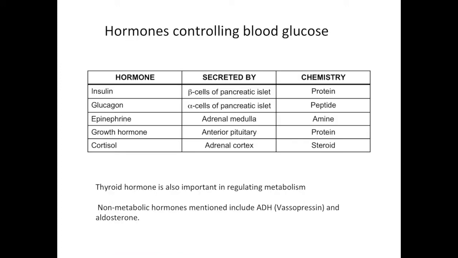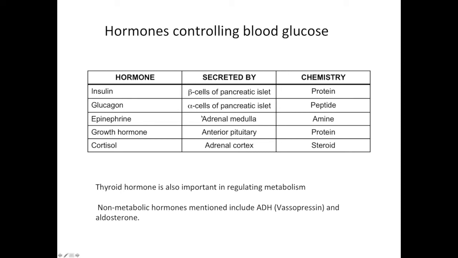The hormones controlling blood glucose are listed here, and these are the hormones that we'll be talking about. You have insulin secreted from the pancreas, from pancreatic beta cells, and it's a protein. Glucagon is secreted from alpha cells in the pancreatic islet, and it's a small peptide. And these kind of are antithesis of each other. When insulin's there, generally glucagon isn't, and vice versa, but there are some exceptions to that.